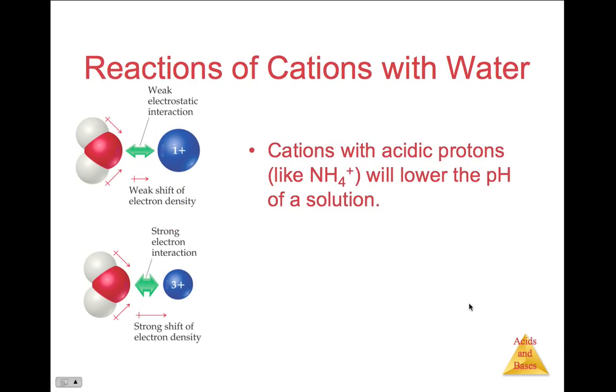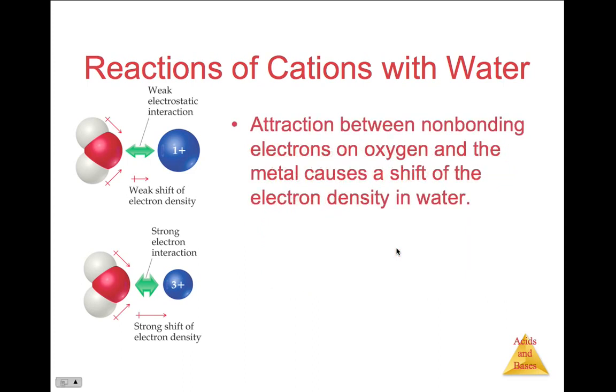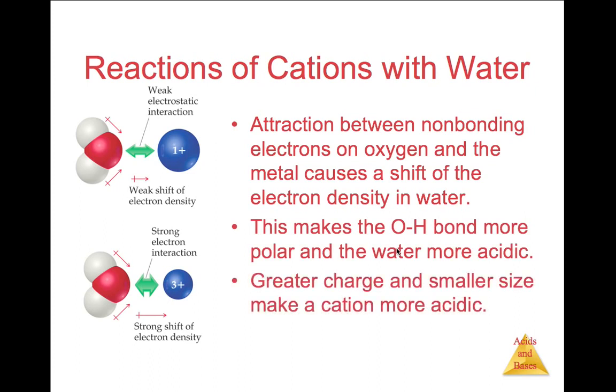What about cations from a salt? Well, cations with acidic protons, like NH4+, will lower the pH of the solution. Most metal cations that are hydrated in solution also lower the pH of the solution. They act acidic. We'll find out why these metal cations act acidic in a little while. Attractions between the non-bonding electrons on oxygen and the metal cause a shift of the electron density in water. This makes the OH bond more polar and the water more acidic. And greater charge and smaller size make the cation more acidic.